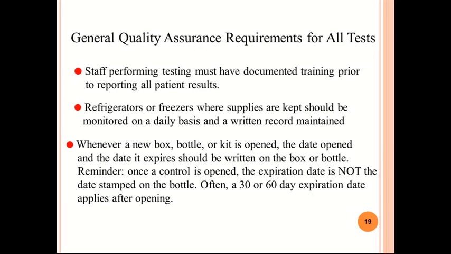Whenever a new box, bottle, or kit is opened, the date opened and the date it expires should be written on the box or bottle. Once a control is open, the expiration date is not the date stamped on the bottle. It is often 30 days or 60 days of expiration after opening. Typically it's 30 days.